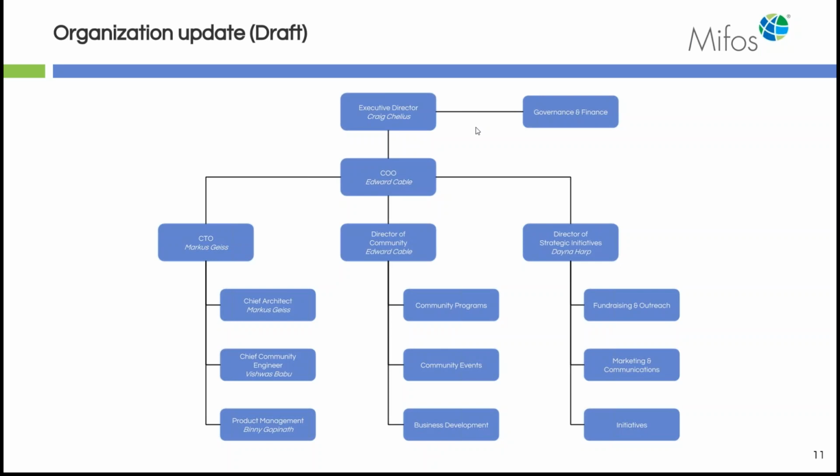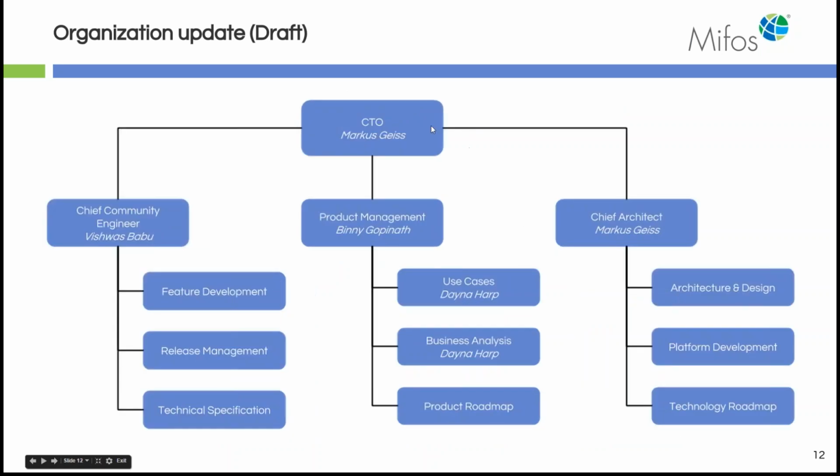Below that, and I think this is the more important part for us, right? Below the new position CDO, we simply set up what we call a 3-pillar system. So we have Vishwas Babu as still the Chief Community Engineer, who is responsible for feature development, release management, and technical specifications. Then we got the product management, which is led by Binny, as before, and he gets support for use cases and business analysis by Dana. And he also is responsible for creating the product roadmap.